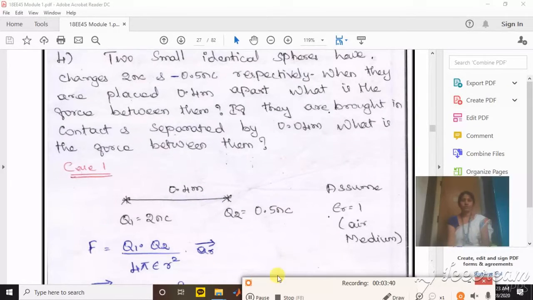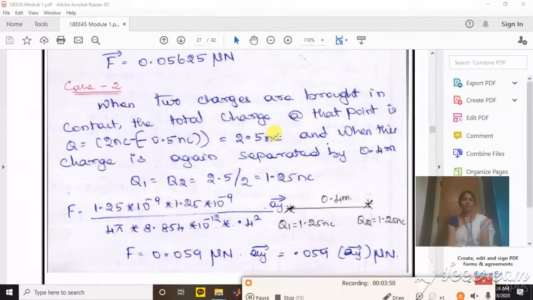What is your case 2? Your case 2 is, what is the force if they are brought in contact and separated by 0.04 meter, what is the force between them? So when both the charges are brought in contact, the total charge is 2 nanocoulomb minus 0.5 nanocoulomb, which is equal to 2.5 nanocoulomb. And when the charges are again separated, both the charges are equally distributed. So we get Q1 and Q2 as 2.5 divided by 2, which is equal to 1.25 nanocoulomb. And when they are separated by again 0.4 meter, what is the force exerted?